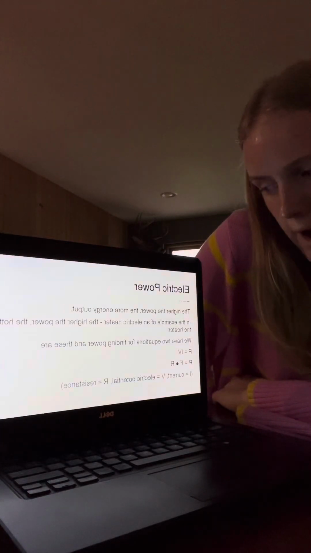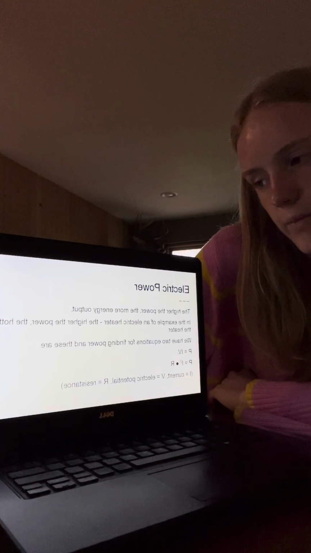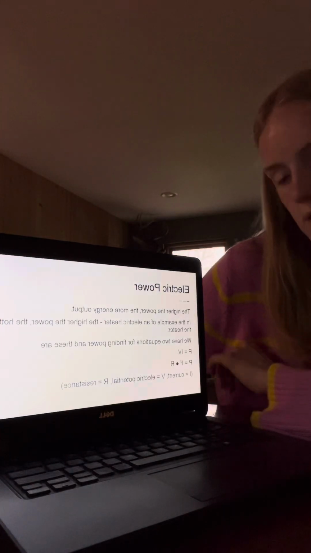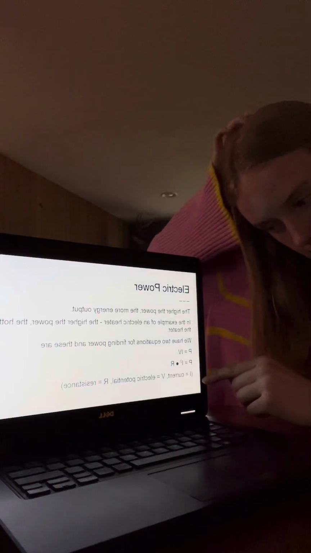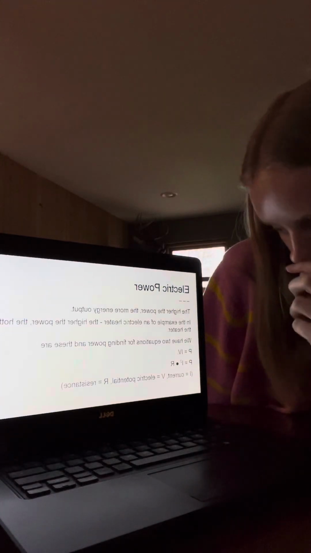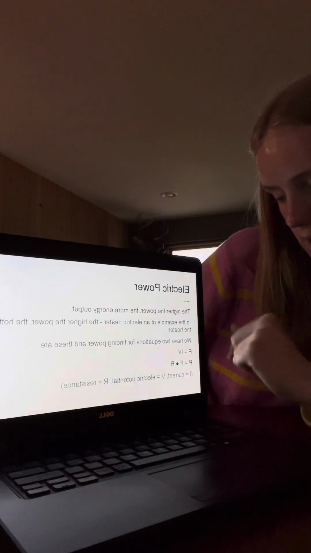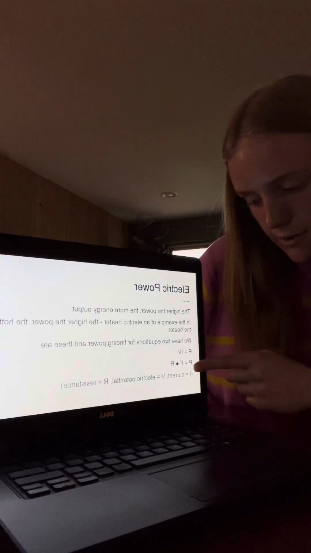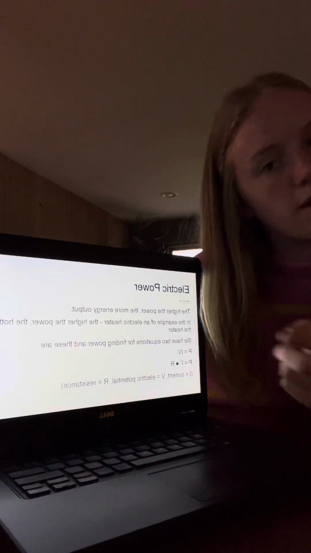Electric power: the higher the power, the more energy output. In the example of an electric heater, the higher the power, the hotter the heater. We have 2 equations for finding power, and these are P equals I times V and P equals I squared times R. I in both equations is current. V in this one is the electric potential, and R is resistance in this one. And both accomplish the same thing. It's just if you don't have resistance, but you have the electric potential, you can use this equation, and vice versa.